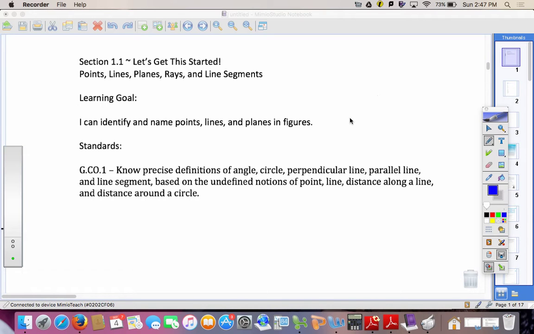Okay, section 1.1, let's get this started. Points, lines, planes, rays, and line segments. The learning goal for this section is I can identify and name points, lines, and planes and figures.